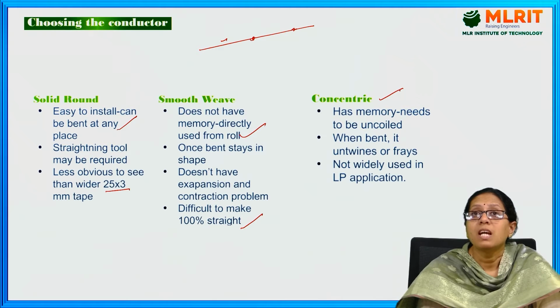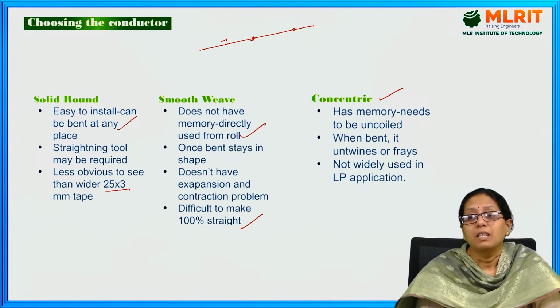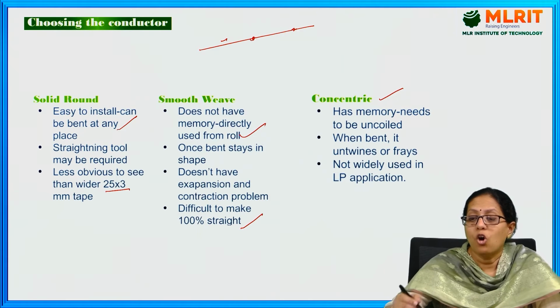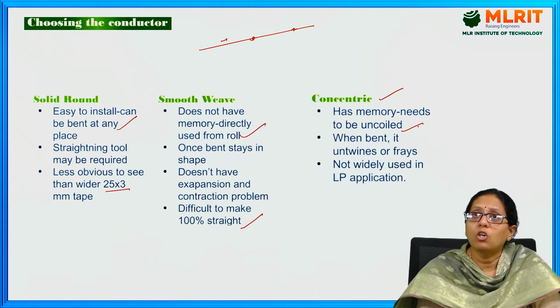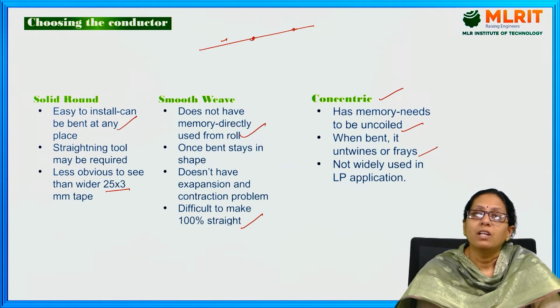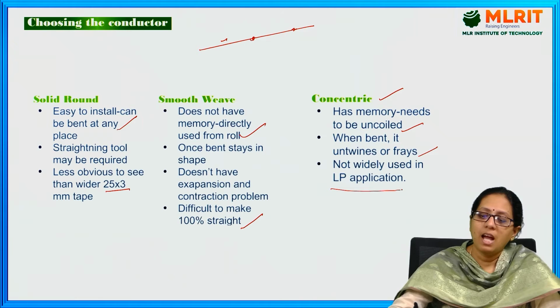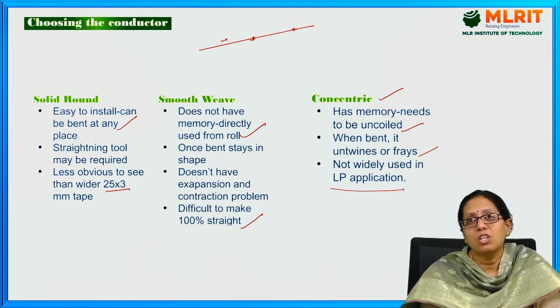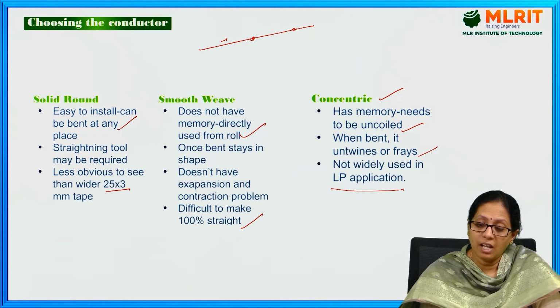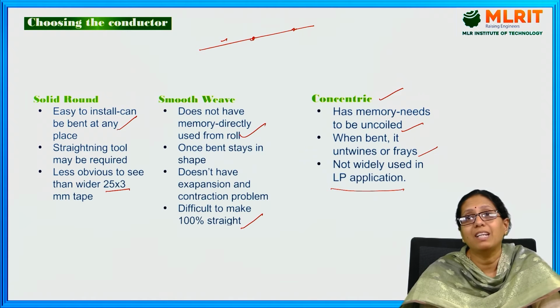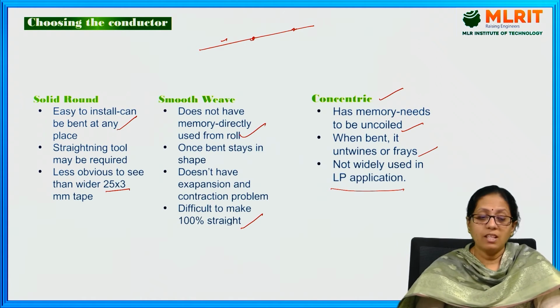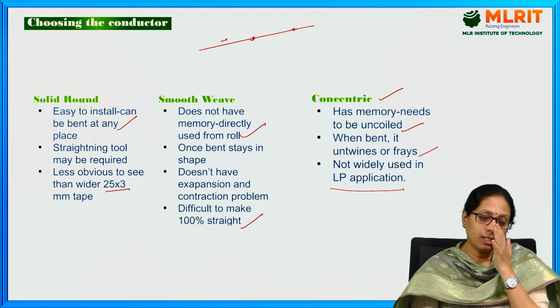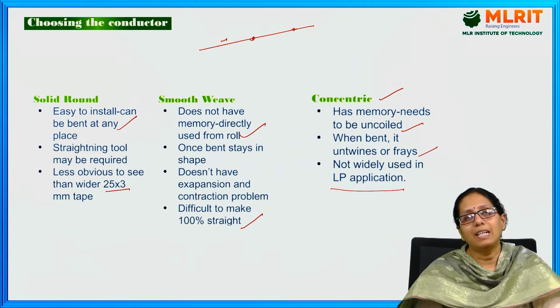The third type is concentric type, and it needs to be uncoiled. That means when bent, it unwinds or frays. That means it can't be bent easily, and it is not widely used in LP applications, that is lightning protection applications. In lightning protection applications, we don't use this concentric type as it cannot be bent easily. So these are the three different types of conductors which are used for the lightning protection system.